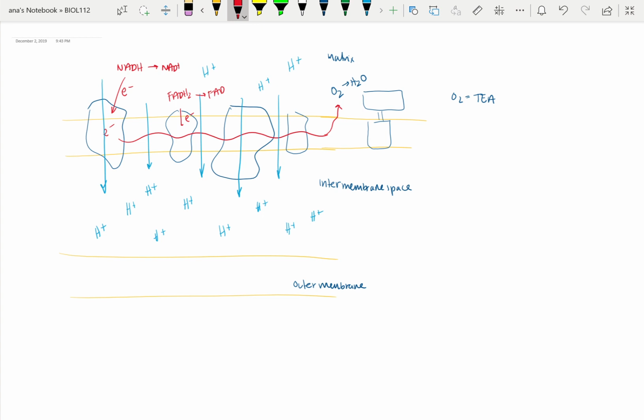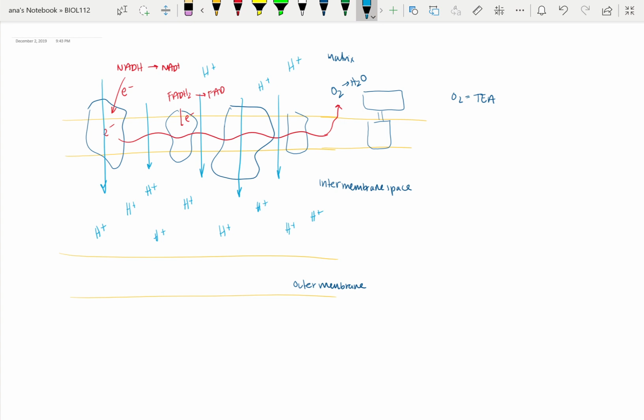And as they're shuttled from one complex to the next, they're losing energy at each stage, and that energy is being used to pump protons from the matrix into the intermembrane space. And eventually those electrons will find the terminal electron acceptor, which is where they'll become water, basically turning an oxygen molecule into water, and they're happy being there. And now we've established this really strong proton gradient, or H plus gradient. This is the very key part of all of this, why all of this works.